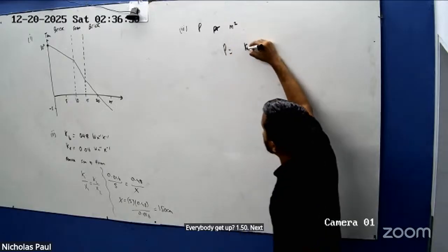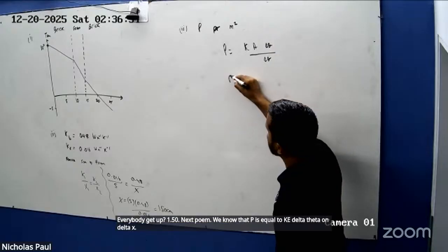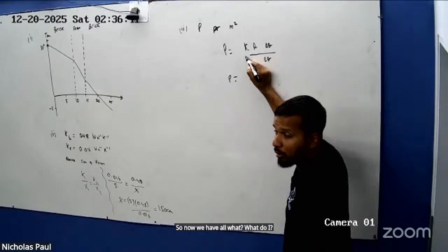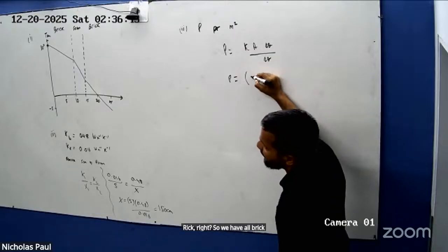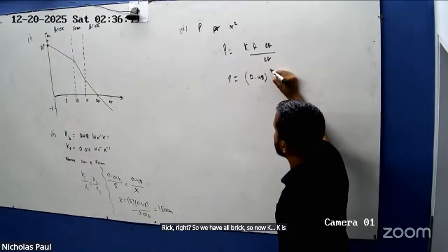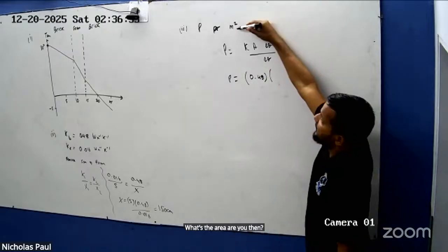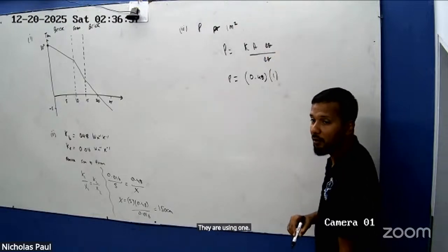Next, power. We know that P is equal to KA delta theta on delta X. So now we have all brick, so K is 0.48. What's the area we're using? The question said per meter squared, so you're using 1.